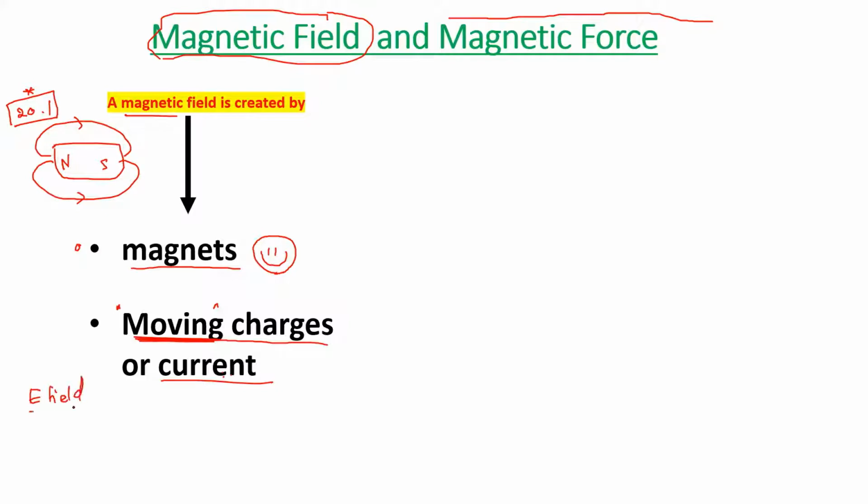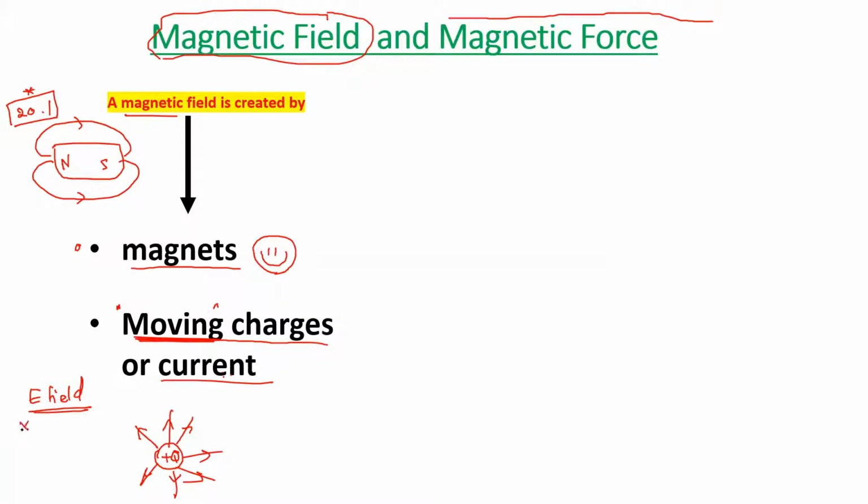Can you remember how electric fields were created? What created electric fields? Charge. Very good. So if we have a charge, we know around it there will be an electric field, right? So to create an electric field, we just need a charge to be there. We don't care whether it moves or not.